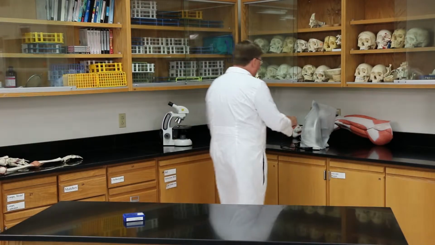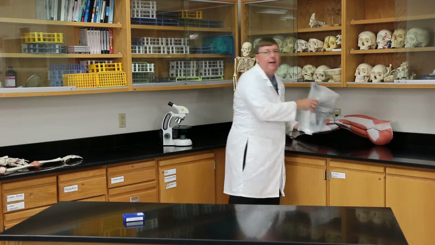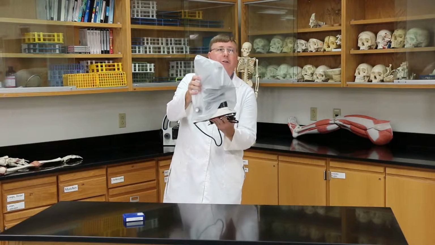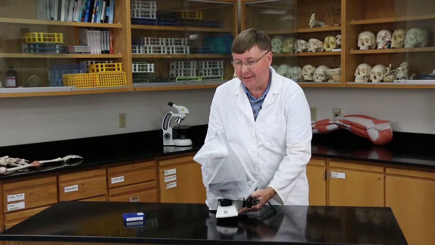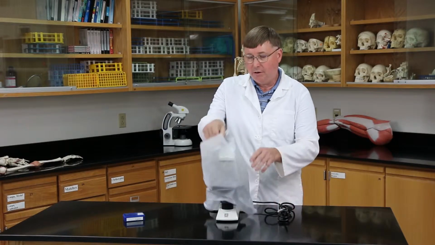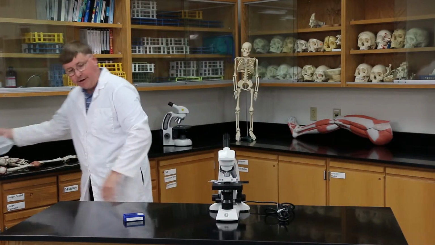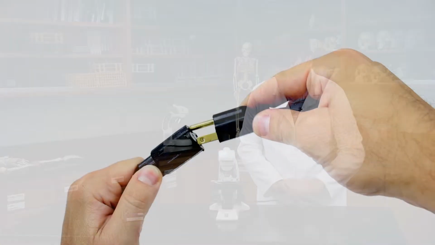Pick up a microscope, use two hands, one around the arm and one under the base, and then carry it to your table and gently set it down. Now I'm going to remove the dust cover and put it over here out of the way, and then I'll plug in the microscope.